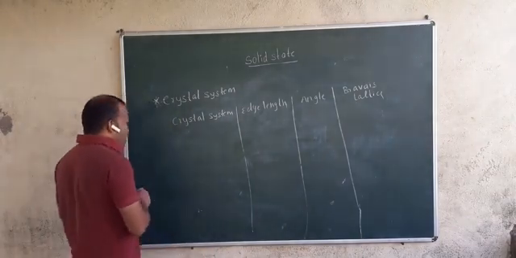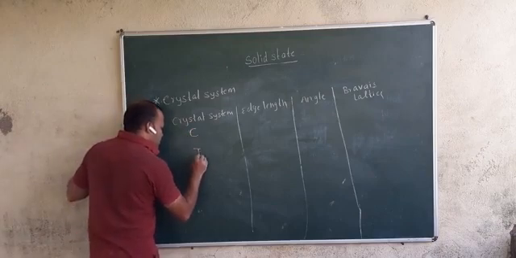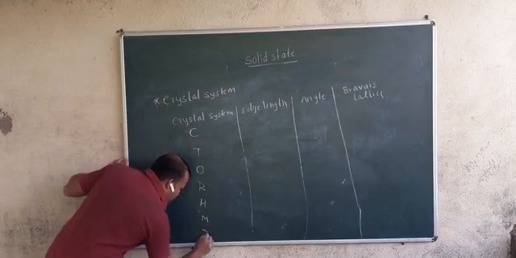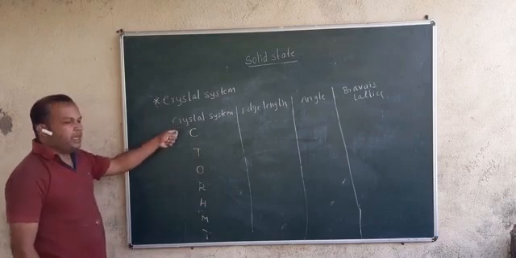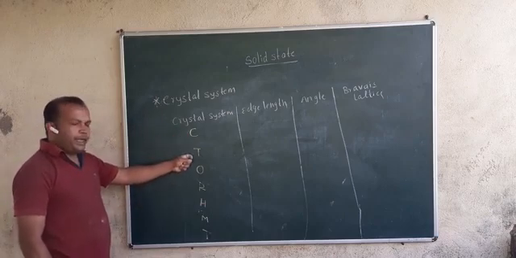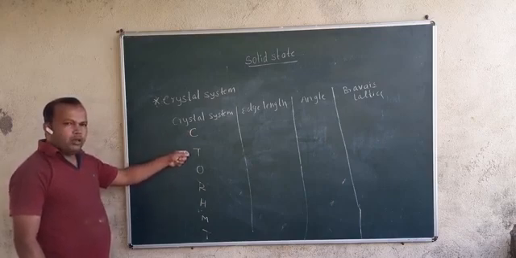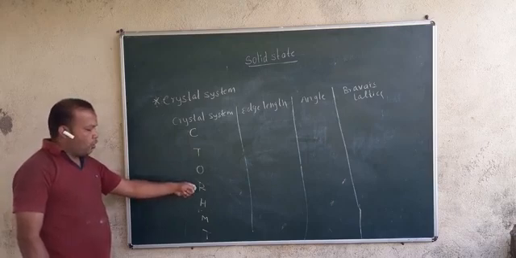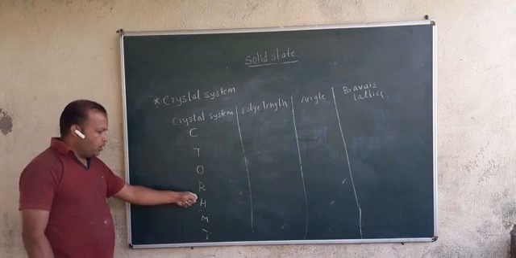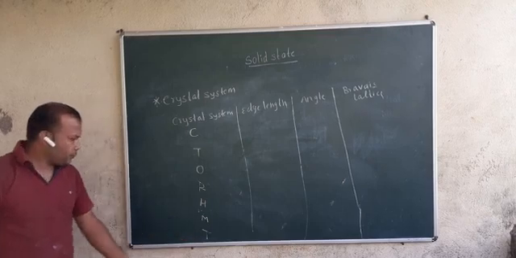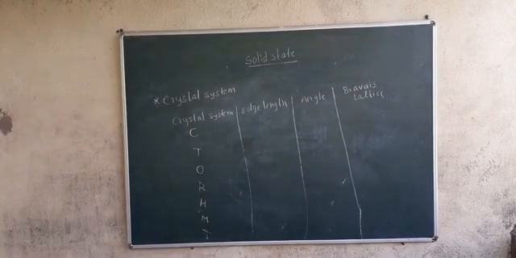trick for this. You need to remember this C-TOR HMT. C-T-O-R, TOR HMT. Cubic, tetragonal, orthorhombic, rhombohedral, hexagonal, monoclinic and triclinic. Students, can you see it clearly? Yes, this is okay. So it is C-TOR HMT.